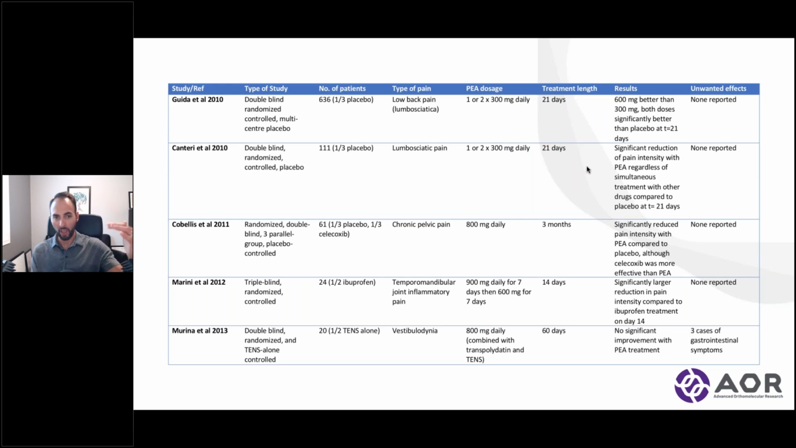And then you can look at some of these in your own time. A couple things to point out. A lot of double-blind randomized placebo-controlled trials. There was one that was in combination with a new generation NSAID, so celecoxib. Even though it wasn't as good as celecoxib, it was still significantly reduced pain intensity.